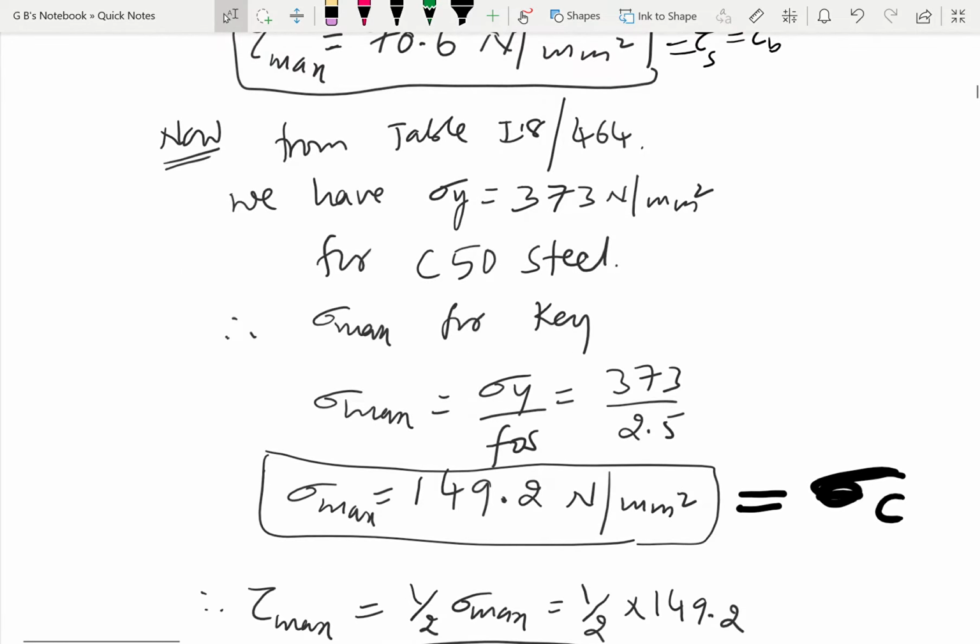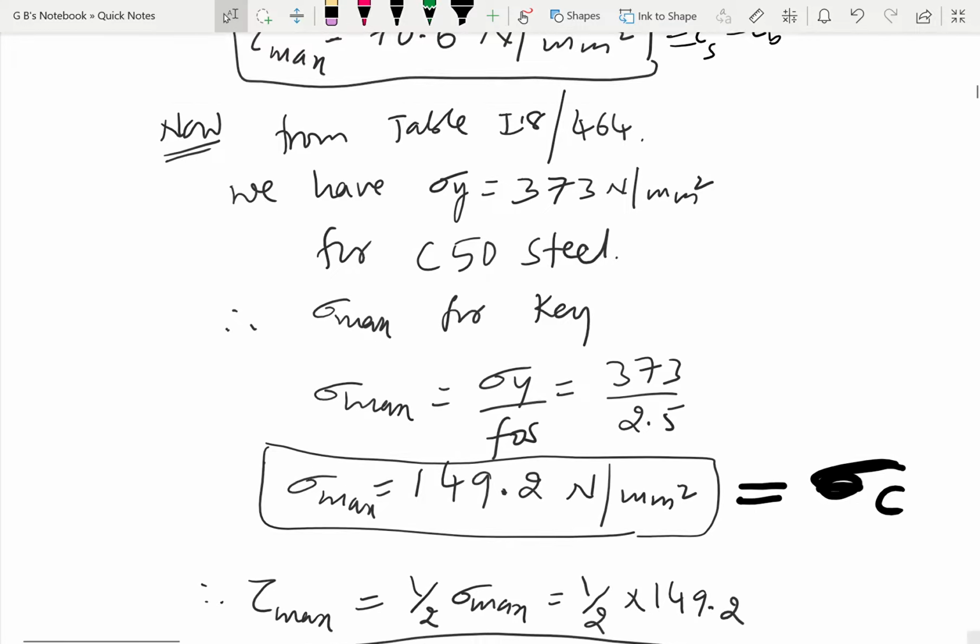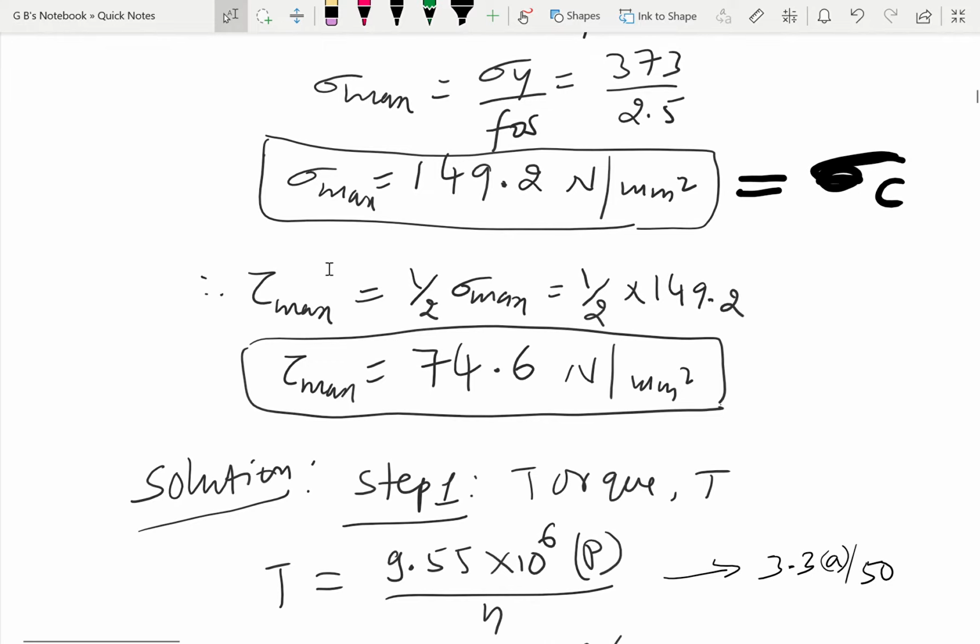Similarly, for key, we have sigma maximum is equal to sigma y by FOS, that is 373 divided by 2.5, which is 149.2 Newton per millimeter squared. This is the crushing stress. Shear stress of the key, maximum shear stress, can be taken as half of the crushing stress. That is half into 149.2, that is 74.6 Newton per millimeter squared.